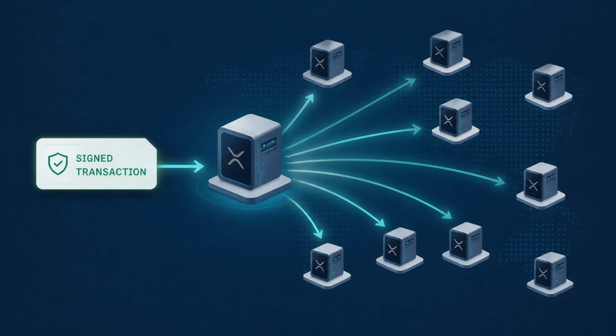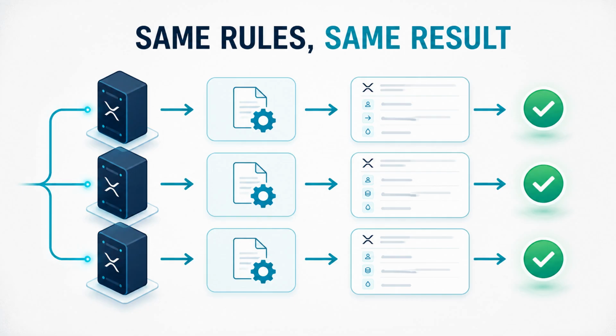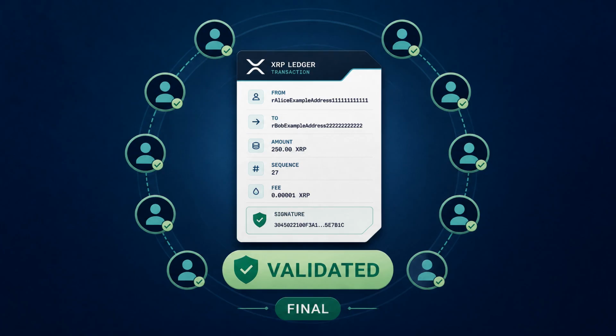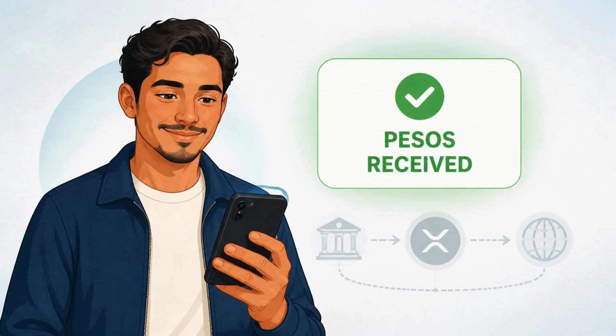That signature proves the account authorized the transaction without revealing the private key itself. The signed transaction is sent to an XRP Ledger server and relayed across the network. Validators compare proposed transaction sets and work toward agreement on what belongs in the next ledger version. Every server then applies the agreed transactions using the same protocol rules. When enough trusted validators report the same result, the new ledger becomes validated and the transfer is final. On the receiving side, XRP can be exchanged for Mexican pesos. Bob may receive pesos in a bank account or another payment app without ever personally holding XRP.